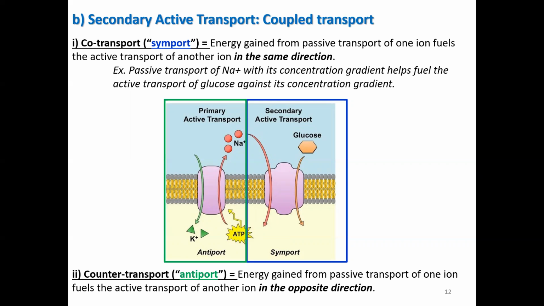Counter transport is called antiport because the passive transport of one ion saves energy for the active transport of another ion, but they're going in the opposite direction. So if sodium's coming in, something else is leaving. They're just going like ships passing in the night. All right. But this one in particular, the symport or co-transport of sodium and glucose, is very important in hydration.